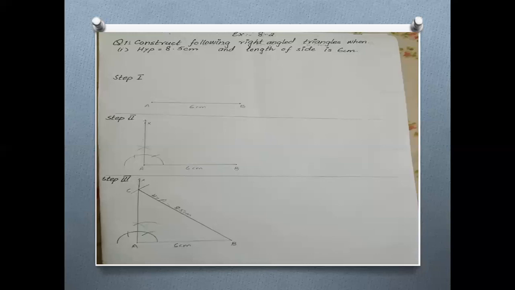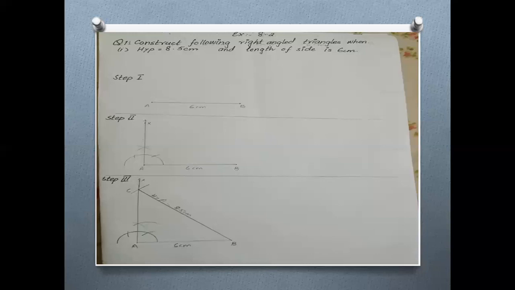Now with the help of the scale, join C with B. This is our required triangle. But students, every diagram must be labeled. Labeled means on each side you will mention the measurement of the side, the angles, and the names of the vertices. BC is 8.5. You see that the hypotenuse is given, so on BC I write 8.5 centimeters, which is the hypotenuse given in the question.